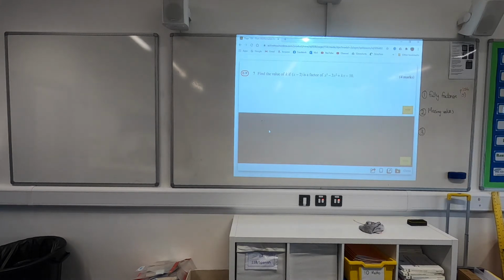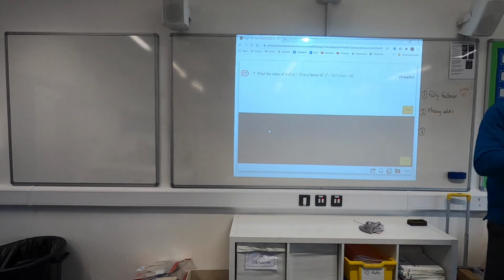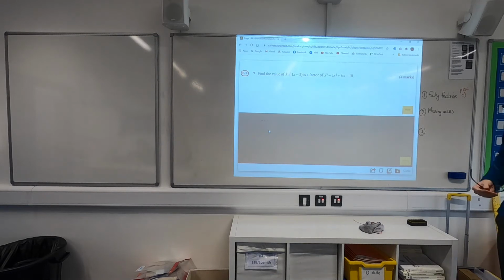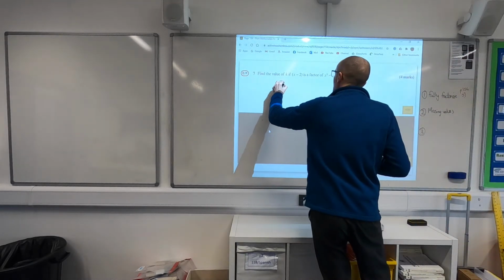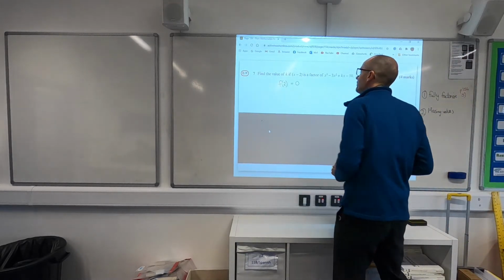So you'll note that it doesn't say show that x minus 2 is a factor. It says x minus 2 is a factor. So they're telling us this time. We're not having to show it, they're telling us. And that means we don't have to prove, we know that f of 2 will equal 0.